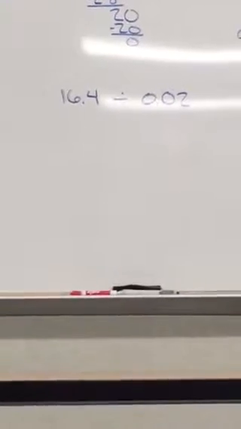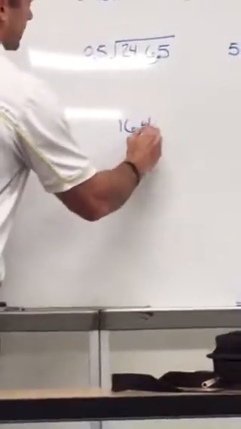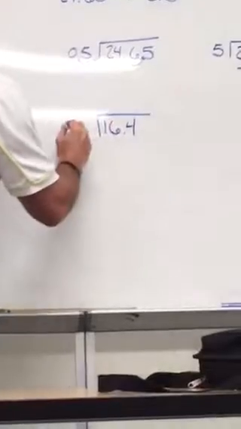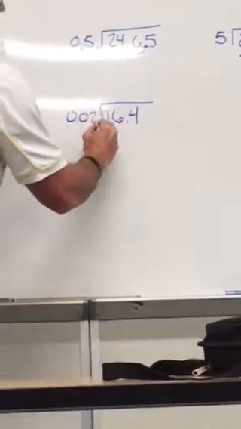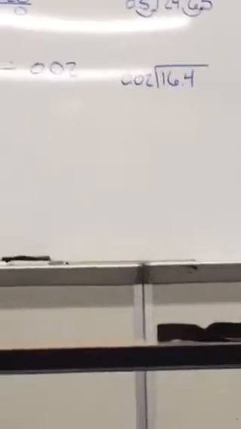Which one gets the house? The first one. So I put 16 and 4 tenths in the house. I put my 2 hundredths on the outside. How many places over do I need to move the decimal on my divisor? 2. 1, 2.